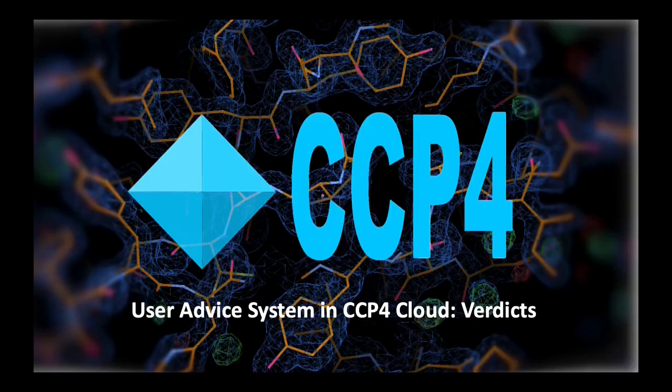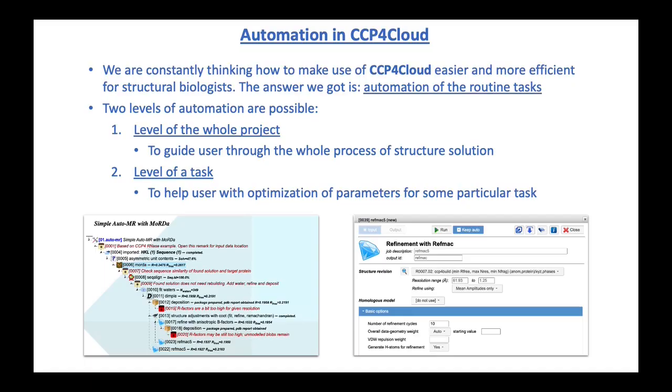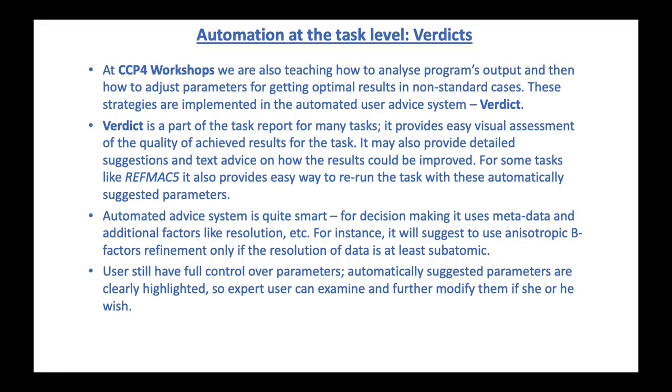Hello, I would like to show you the advice system in CCP4 Cloud named Verdicts. As I said before, two levels of automation are possible: at the level of the whole project, to guide users through the whole process of structure solution, or at the level of a particular task, to help the user with optimization of parameters for some particular crystallographic program.